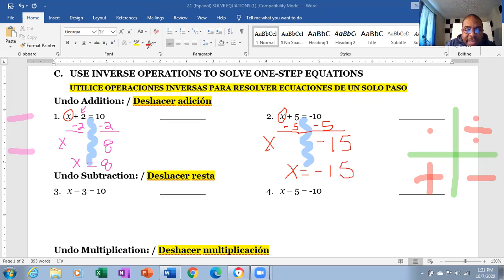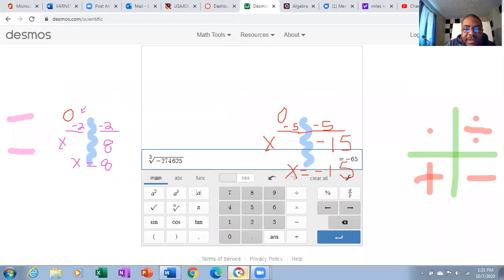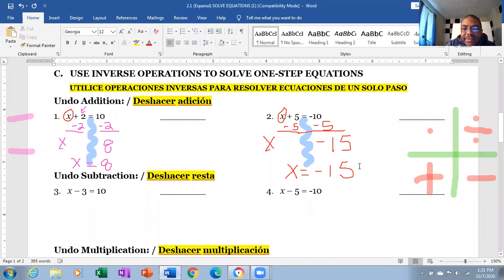And let's just show it in the calculator, okay? Clear. Negative 10 minus 5. Our answer is right here. Negative 15. That's how we know it's right. So negative 15, okay? Good.